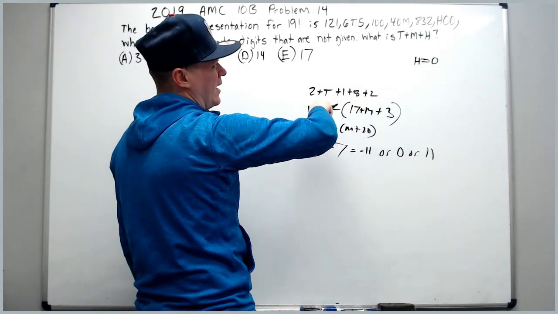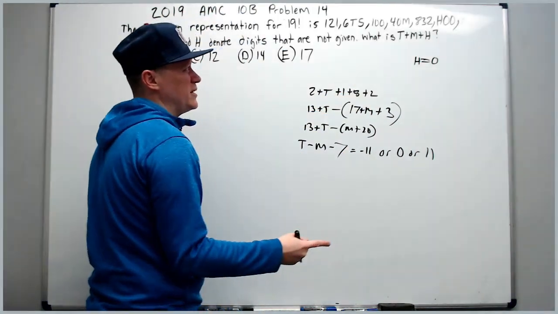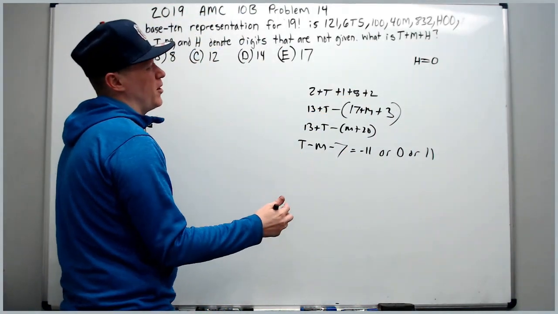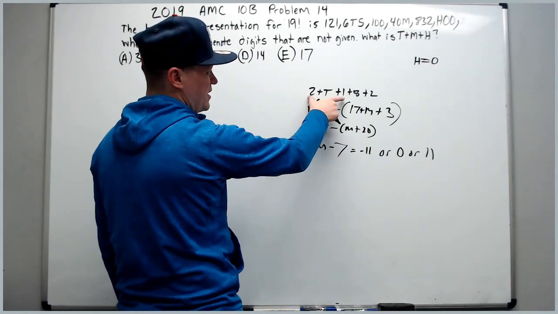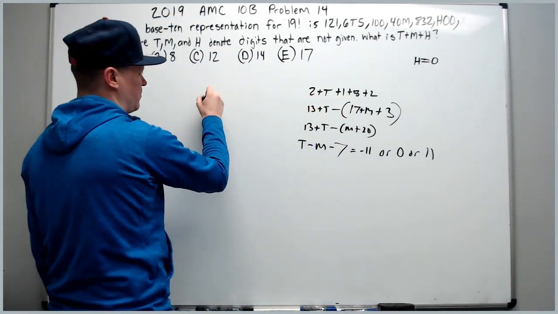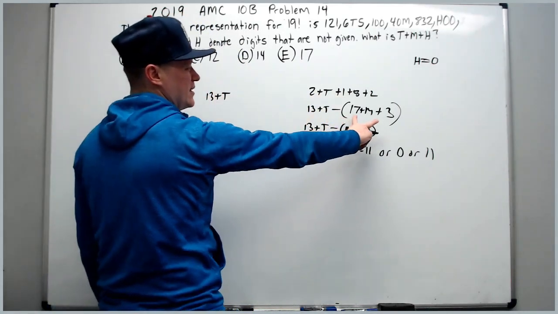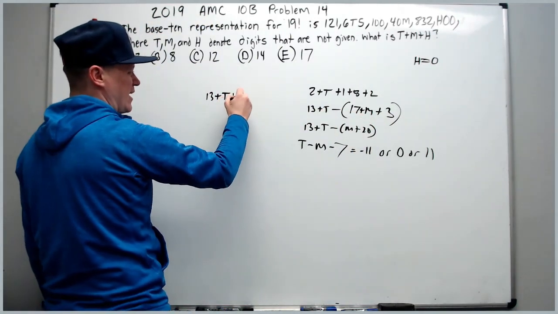Then what? We also need to check for divisibility by 9. So we're going to add up all the digits. We know that these already sum to 13 plus t, and we know that these sum to 20 plus m.